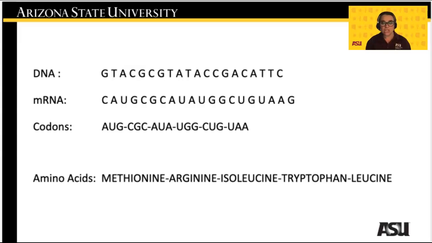So now we match the amino acids to our triplet codes. AUG is methionine. CGC is arginine. AUA is isoleucine. UGG is tryptophan. CUG is leucine. And then we have the stop codon. So that ends the amino acid.